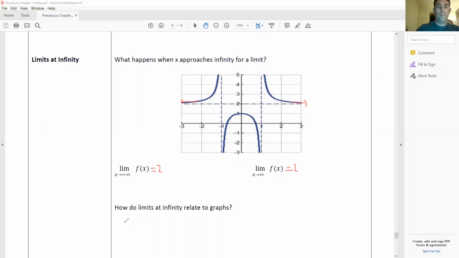So when the limit as x approaches plus or minus infinity, and we'll just call that a number. It doesn't matter what number. If it approaches a number, so it doesn't approach infinity or negative infinity, it actually approaches a regular number, then we say, then that number is the horizontal asymptote.